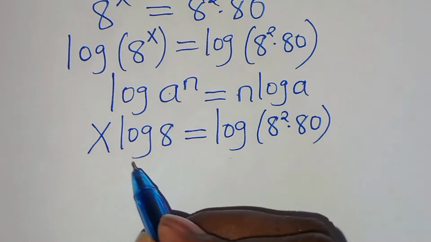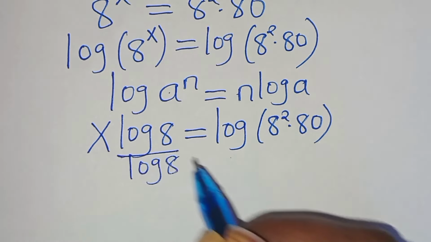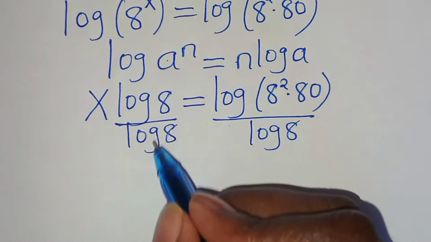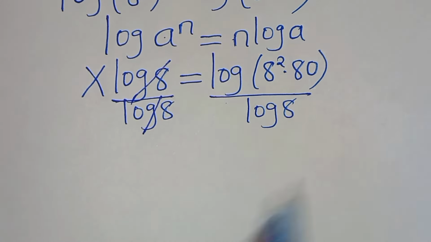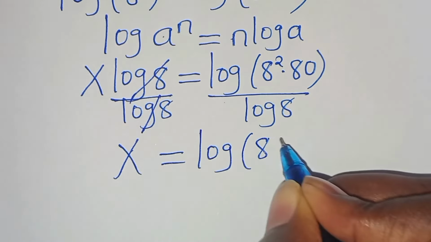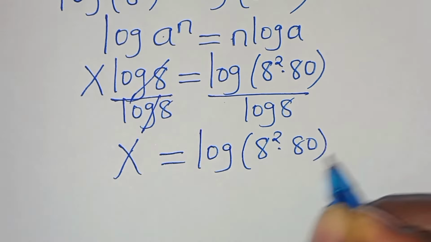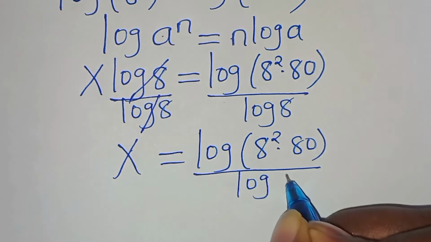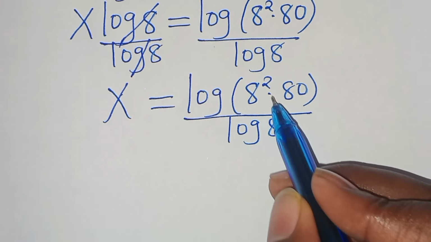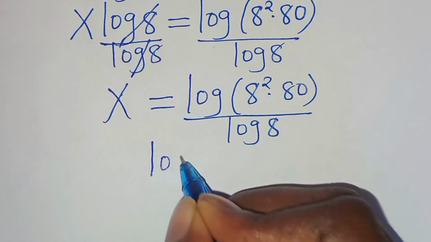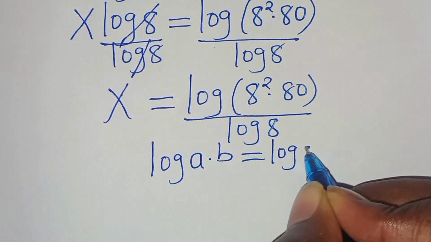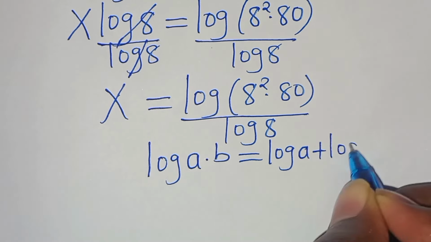Now the next step is we divide both sides by log 8. Here we have log 8. So that now we simplify log 8 and log 8, and therefore we have that x is equal to log 8 to the power of 2 multiplied by 80 divided by log 8. The next step is that log 8 to the power of 2 times 80. This is in the form of log a multiplied by b, which can be expressed as log a plus log b.